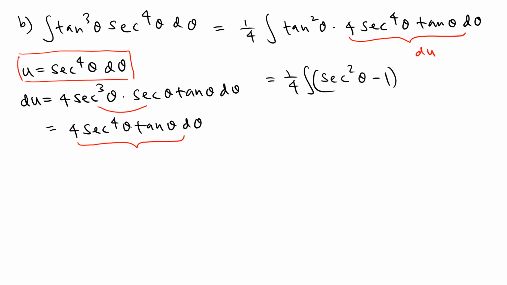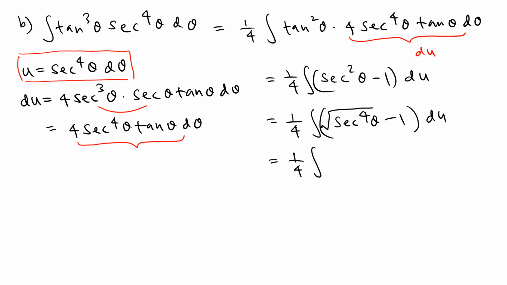And then I'm going to write du just to save writing. It's not really right because you have to write the same variable, but that's okay. Now we can write secant 4 theta like this: secant 4 theta is the square root of u square. Now you can substitute for that. So that means 1/4, and this is u, so it's u square root minus 1 du. So this is a simple integral now. If you integrate this, you get 1/4 times, for the 1/2 power, 2/3 u 3/2 minus u, plus c.